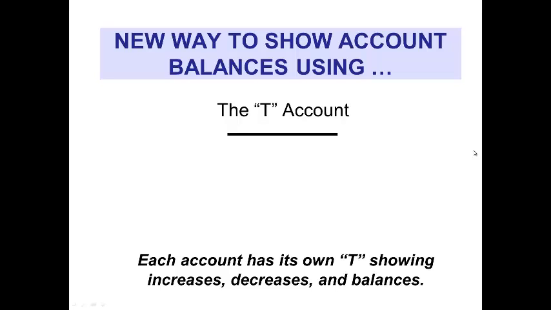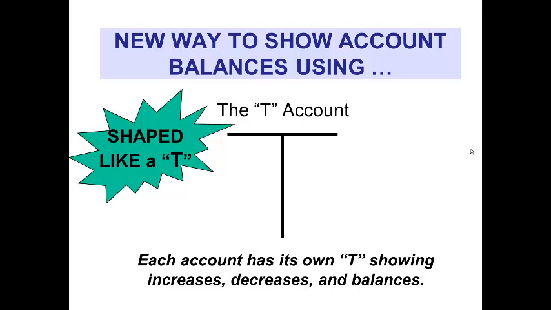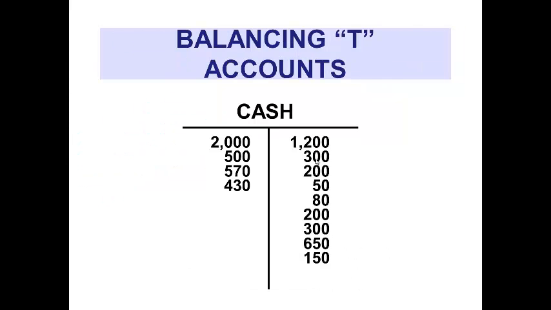In Chapter 2, we're going to be keeping up with our account balances a little differently than we did in Chapter 1. We're going to be using a T account. Every account has its own T. Every T has a title, a left side, and a right side. And this is how we're going to keep up with the increases and decreases in each account. Here's an example of a cash T account.